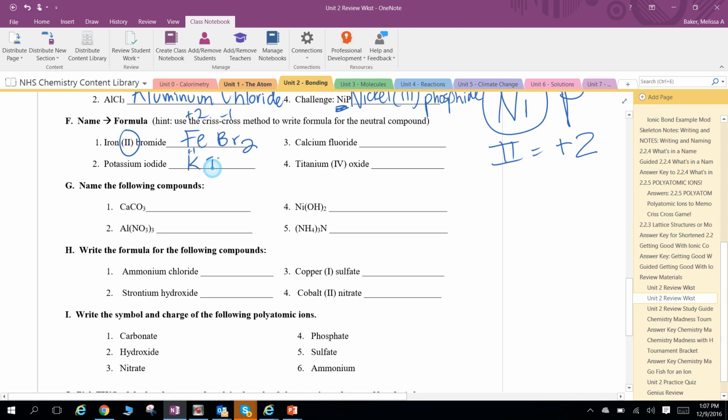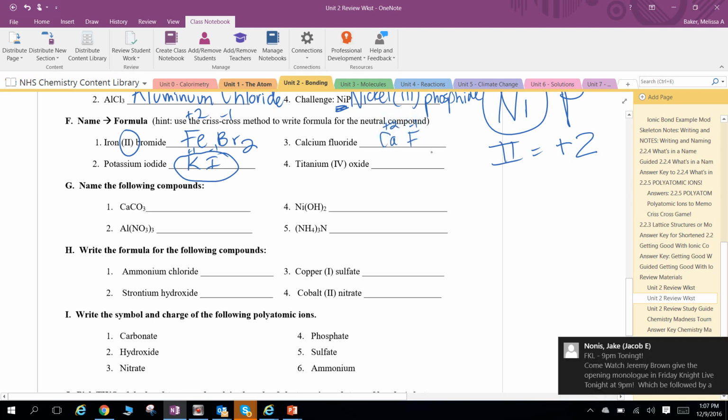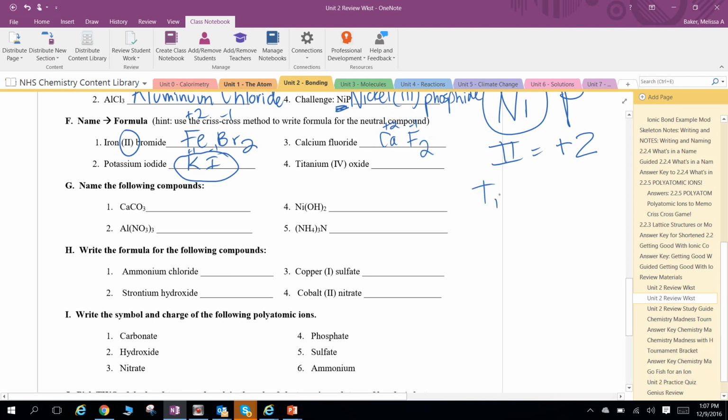Potassium has a +1, iodine a -1, so this one is just KI. Calcium's got a +2, fluorine is a -1, so this would be CaF2. Titanium has a +4, that's what that Roman numeral is. Oxygen is a -2, so this would be Ti2O4, and we can simplify that to TiO2.